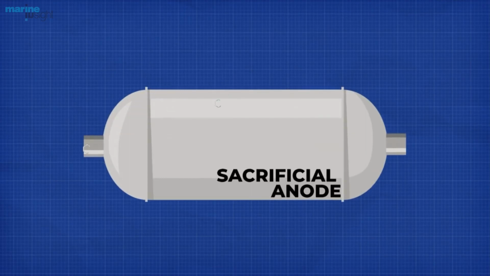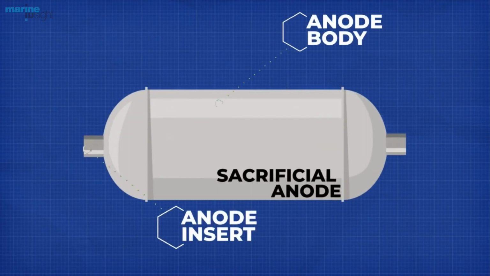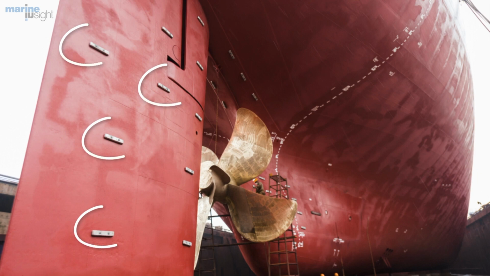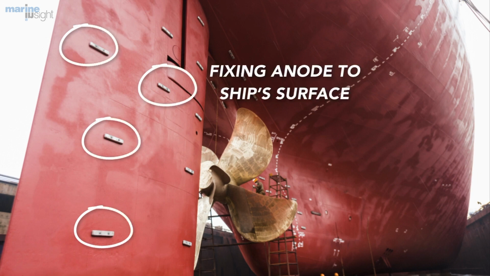The anode is divided into two parts, namely the anode insert and the anode body. Out of these two, the one which serves as an anode in the process of electrolysis is termed the anode body, whereas the other is called the anode insert, which is used to securely fix the anode to the parent surface.